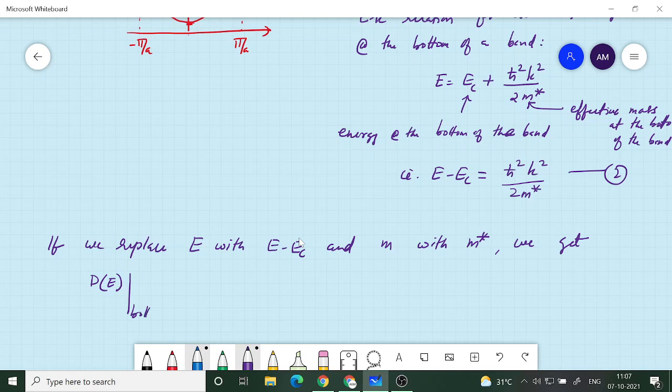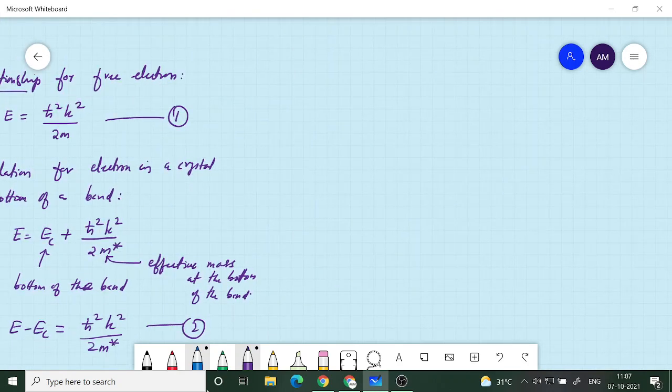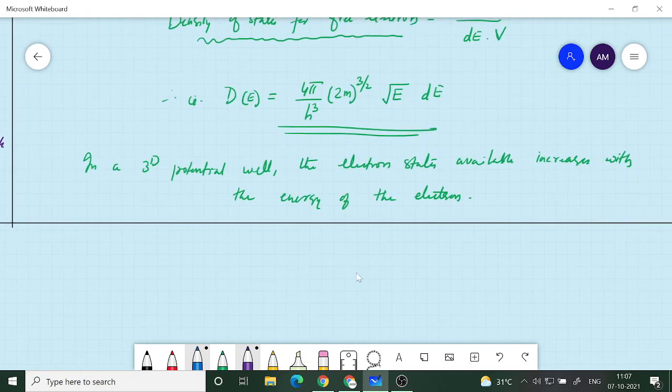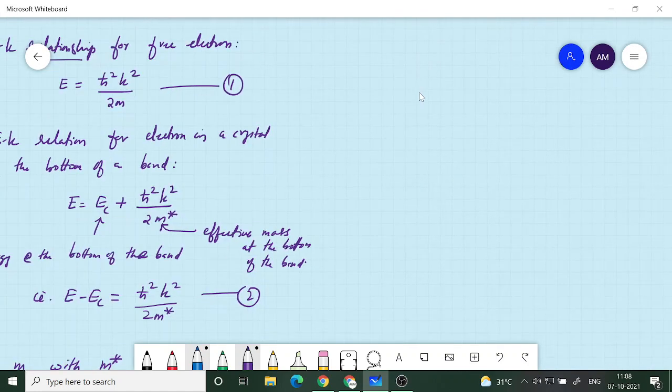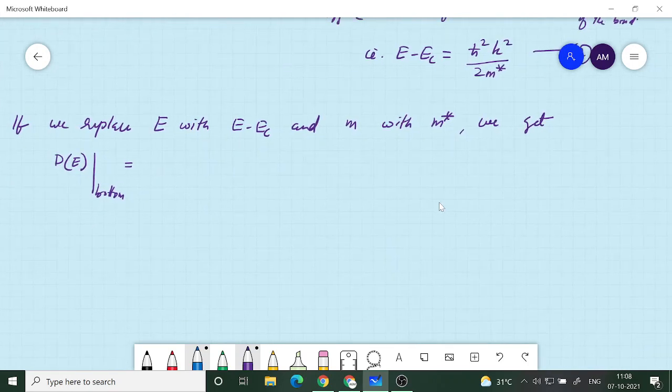So this, at the bottom of the band, can be obtained as, so what was our expression that we derived? Just make these two modifications. Our expression is 4 pi by h cube into 2m whole raised to 3 by 2 into square root of E. So E should be replaced with E minus EC and m should be replaced with m star. Okay, so let's do that. So we get the density of states as 4 pi, and then we had a 2m, so that will be replaced with m star raised to 3 by 2, and this divided by h cube, and then square root of E minus EC.